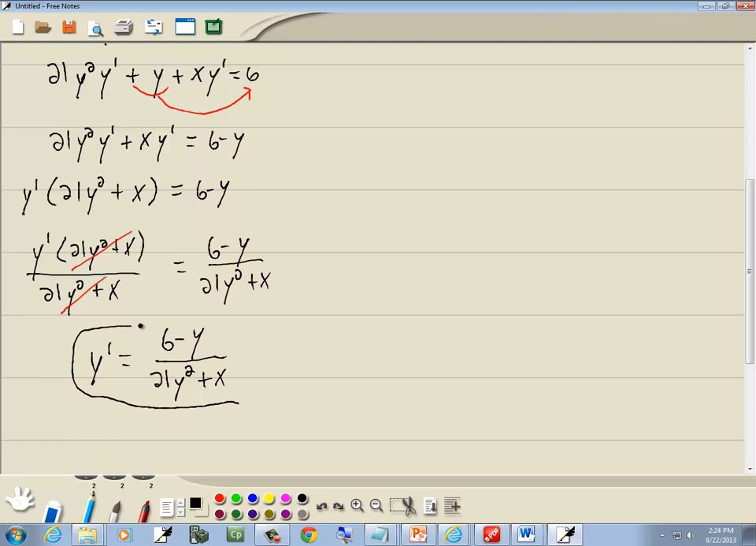We could do a little bit of simplifying, not very much. We could put the top part in standard form. The bottom part, really couldn't do much of anything. I'm writing them in terms of y's, but that's our answer.